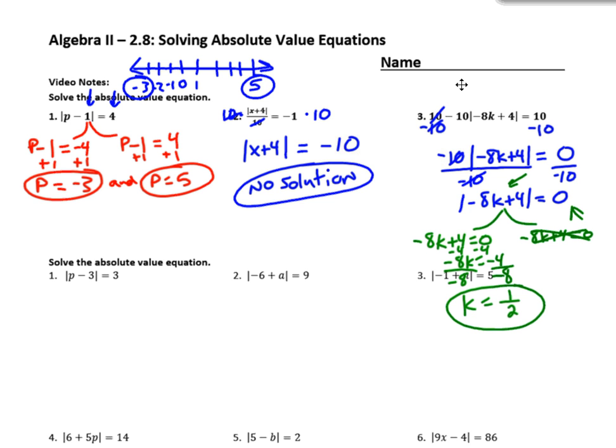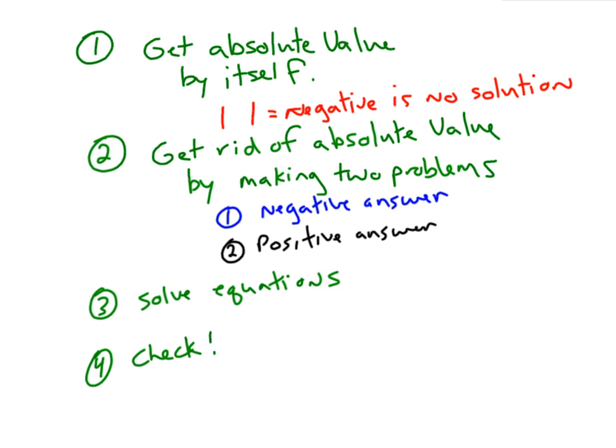Oh, sorry about that. So when we look at this, here's the steps to go through and finish that. You get the absolute value by itself. If the absolute value is equal to a negative, that's a no solution. Then you need to get rid of the absolute value by making two problems, one which is the negative side and one's the positive side. And then you need to solve the resulting equations and go ahead and check your answers, make sure that your answers are making sense in the particular problems that you're doing.